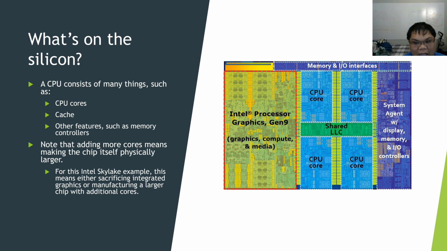and if you want more CPU cores, you physically have to make the chip physically larger. In the case of this Skylake processor, you could just get rid of the integrated graphics and just devote that space to more CPU cores. But if you can't do that, then you physically have to add more cores to this chip and make the whole thing physically larger.